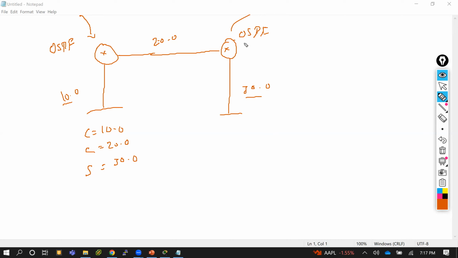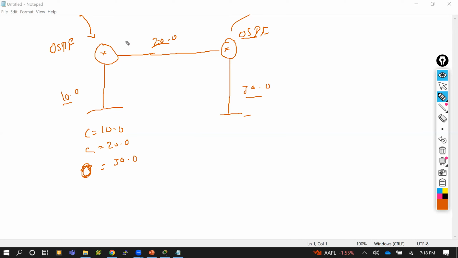The moment I configure the OSPF protocol, automatically they form a neighbor relationship and exchange the information automatically. Router 2 says, boss, I have the 20.0 and 30.0 networks, if you want, you take them. Now router 1 says, I know the 20.0 network, but I don't know 30.0. Yes, I'm going to take the 30.0 network. Now I know 30.0 through OSPF.